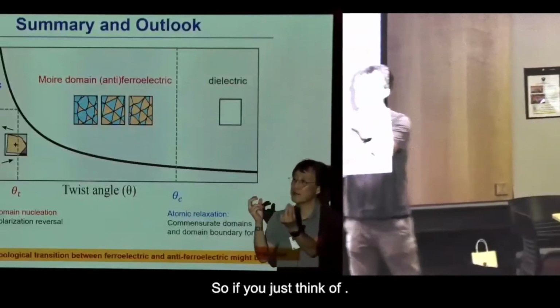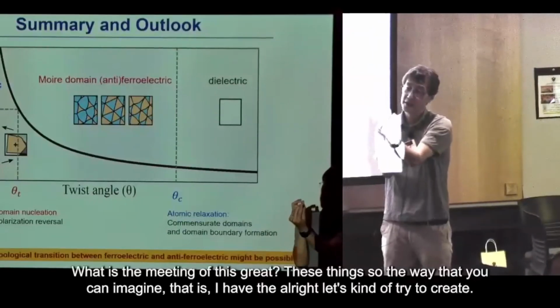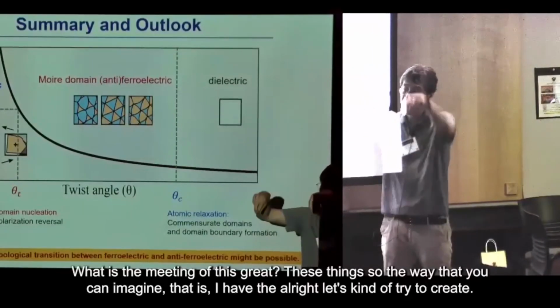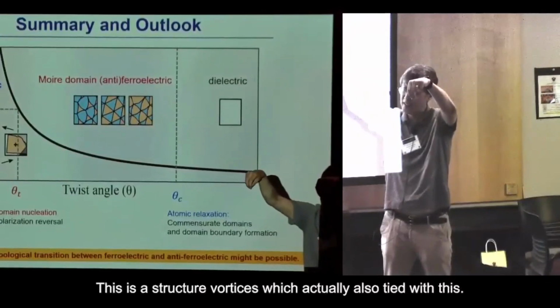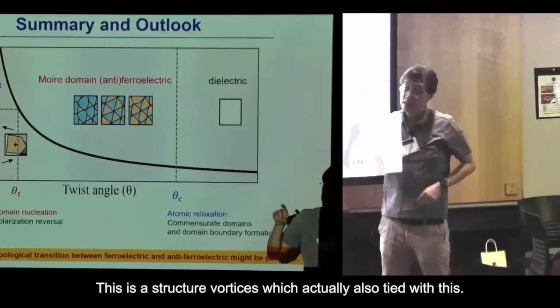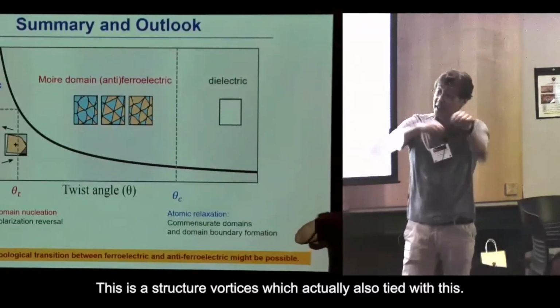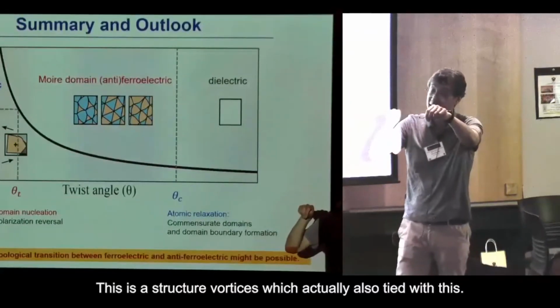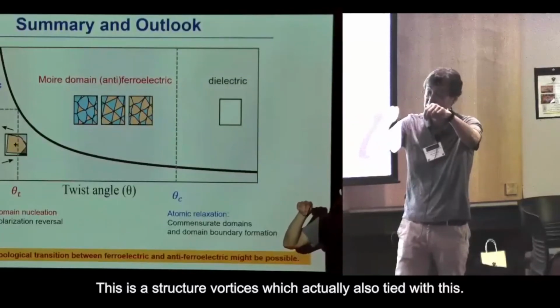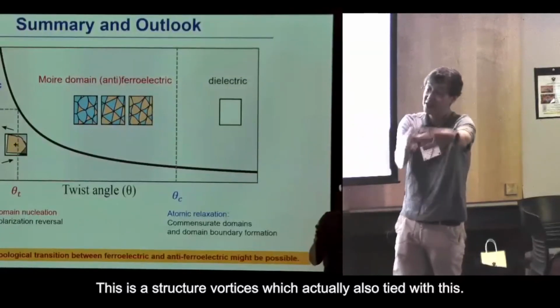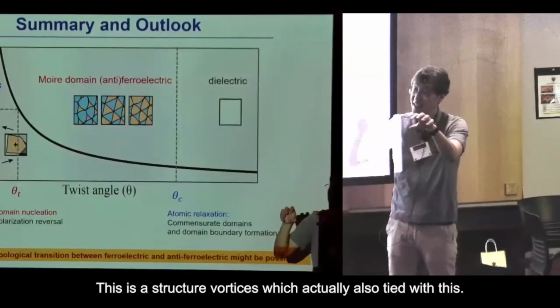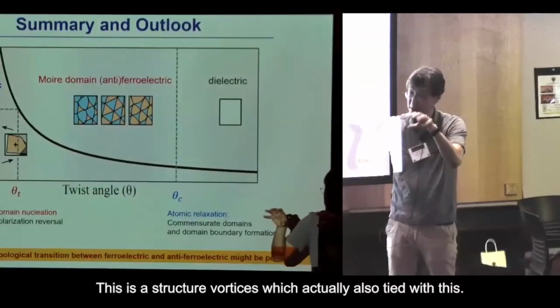What is the meaning of this braiding? The way you can imagine it is, I have two vortices, and I try to braid them. This is a structural vortex which is always tied with this dislocation line, and you cannot break this dislocation line, which means when I braid, I just drag all these vortex lines around and make complicated structures there.